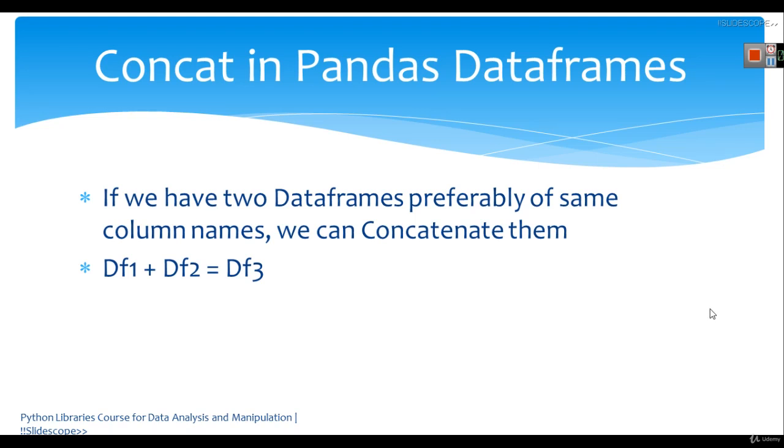Suppose we have two data frames, preferably of the same column names or same shape, though we can concatenate them regardless. That means we can take one data frame, take another data frame, and join them to create a bigger data frame. Let's see some examples, then you will understand this.